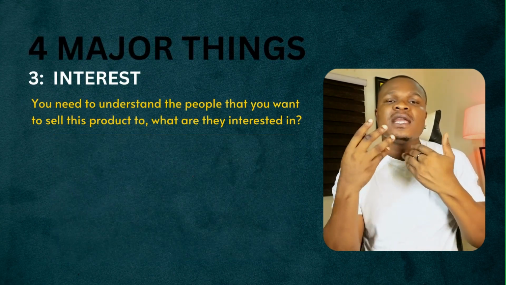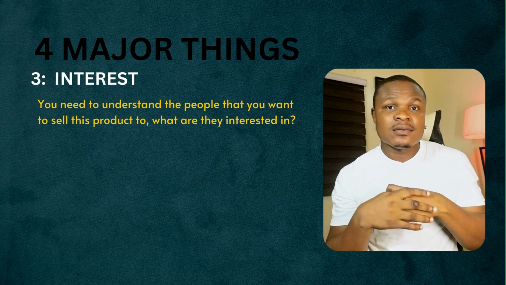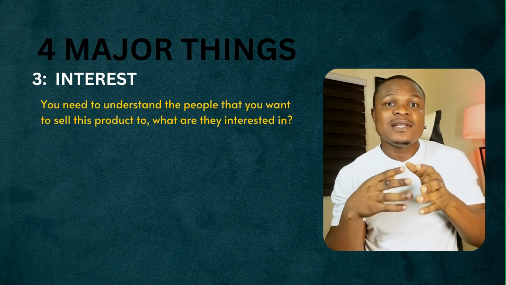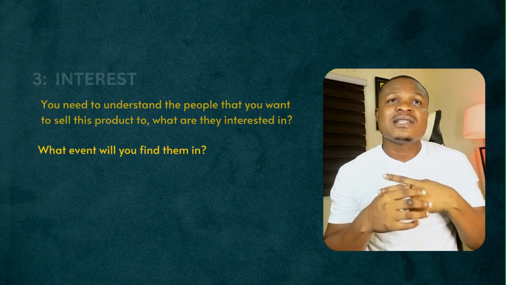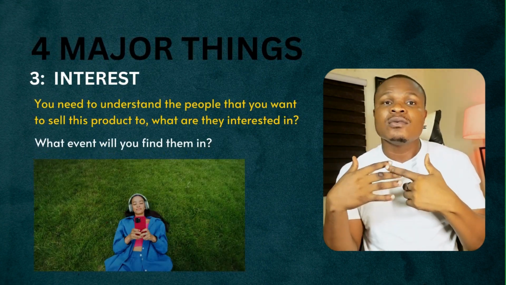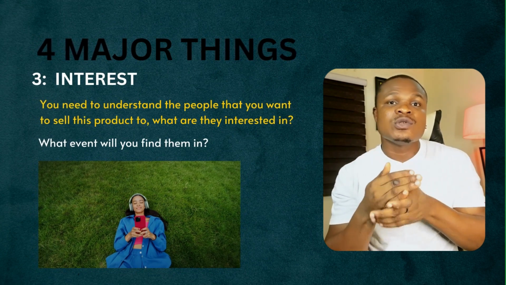Then number three, interest. You need to understand the people that you want to sell this stuff to. What are they interested in? What events would you find them in? Are they people that love hearing music? What do they love to listen to? What kind of music would they listen to? What kind of food do you think those people like? Stuff like that. You need to have an idea.